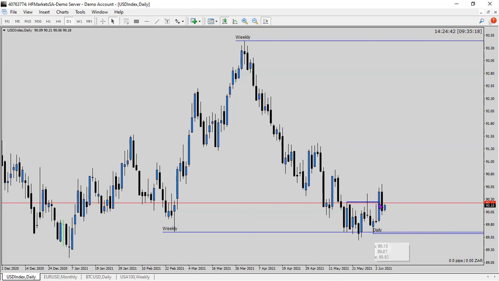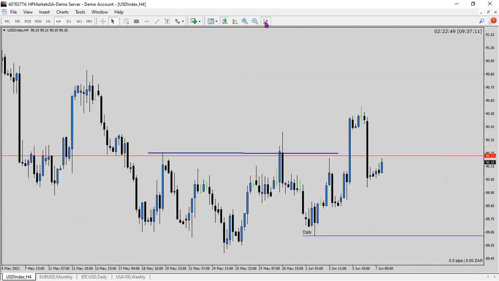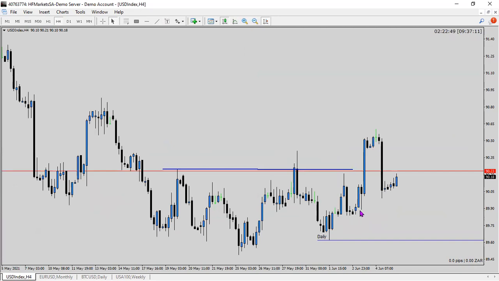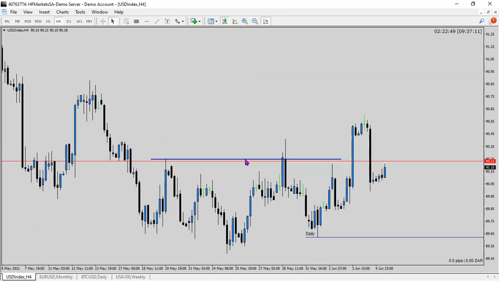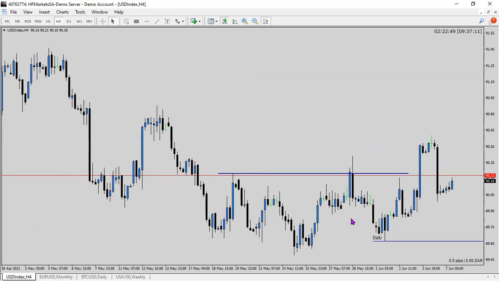Coming up off that weekly low, we can see a break in market structure. It hasn't necessarily confirmed a higher high, but what I would be looking for is a sustained move to the upside from around this point. Moving down to the 4 hour, we can see that break and immediately price came in, reset that push to the downside. So for me right now, I'm not necessarily ready to take any sort of buys.